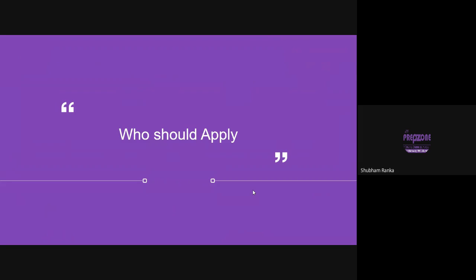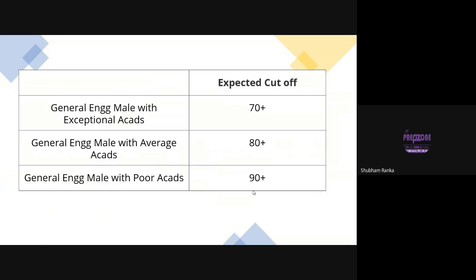Who should apply? So here is my take. In case a general engineer male has exceptional academics with WorkX also, then that guy can get a call even at a 70 percentile. If a general engineer male has average academics, then he can get a call at 80 percentile. और बिल्कुल ही पुअर अकैडमिक्स हैं तो 90 परसेंटाइल पे.